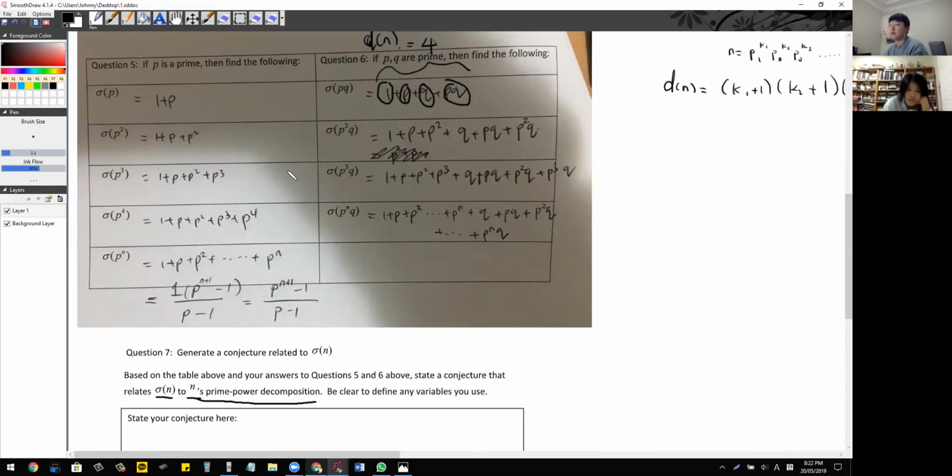Now, if you look at this one here, this is made up of that bit there. Yeah. And that bit there. So obviously sigma of P^n Q is P^(n+1) minus 1 over P minus 1. That's the blue bit.